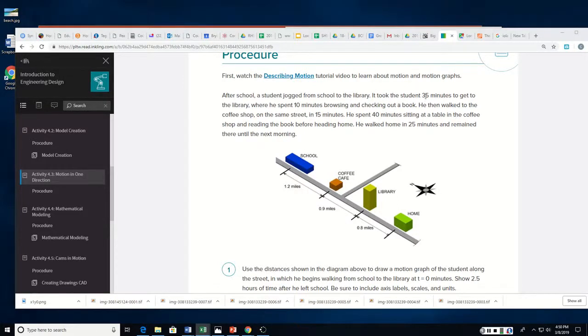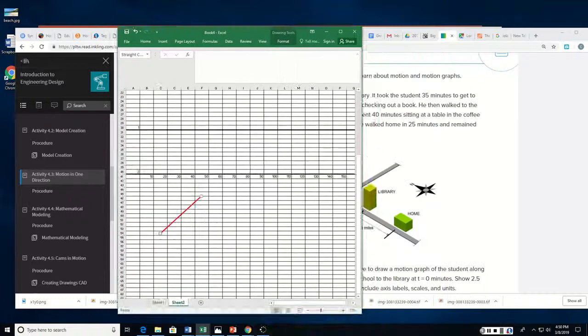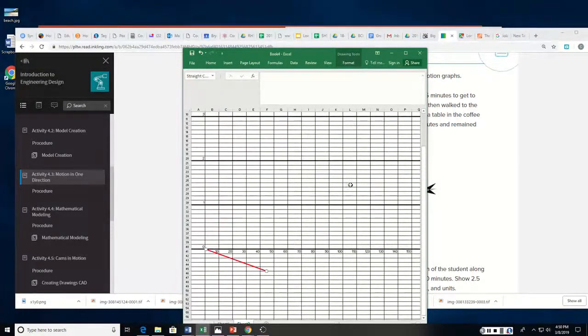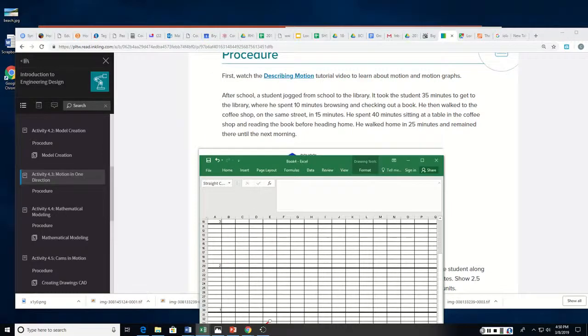It took him 35 minutes to get to the library, and it's 8/10 of a mile. So first of all, he's starting off at 0, so we'll put that on 0. You're not going to be doing this in Excel. I'm just using this to show you. And at 35 minutes, he made it to 8/10 of a mile. So there's 35 minutes, and there is 8/10 of a mile. So we've got our 35 minutes on the clock. We don't have to worry about that time frame anymore.